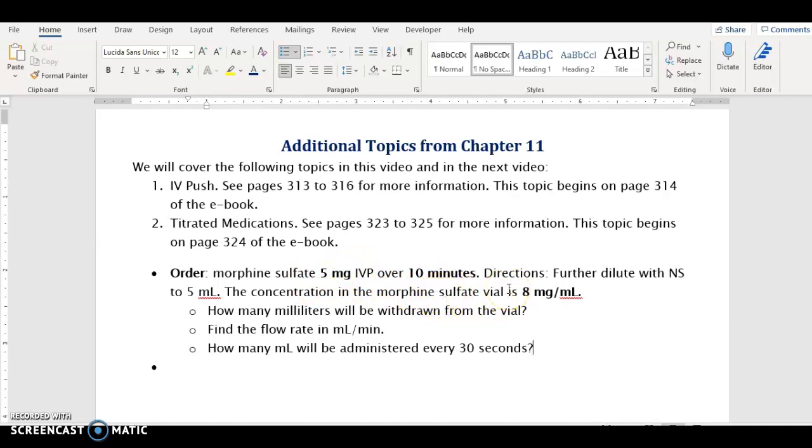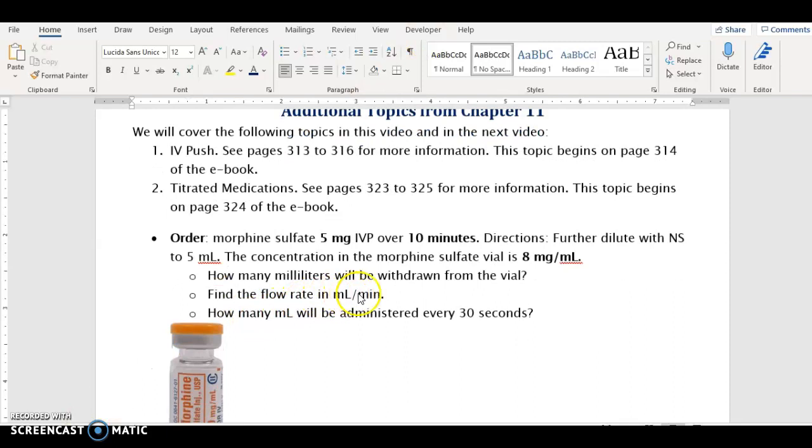The directions further state to dilute the medication with normal saline to 5 milliliters. Then it says that the concentration in the morphine sulfate vial is 8 milligrams per milliliter. There are 3 parts to the question here. The first part asks how many milliliters will be withdrawn from the vial.